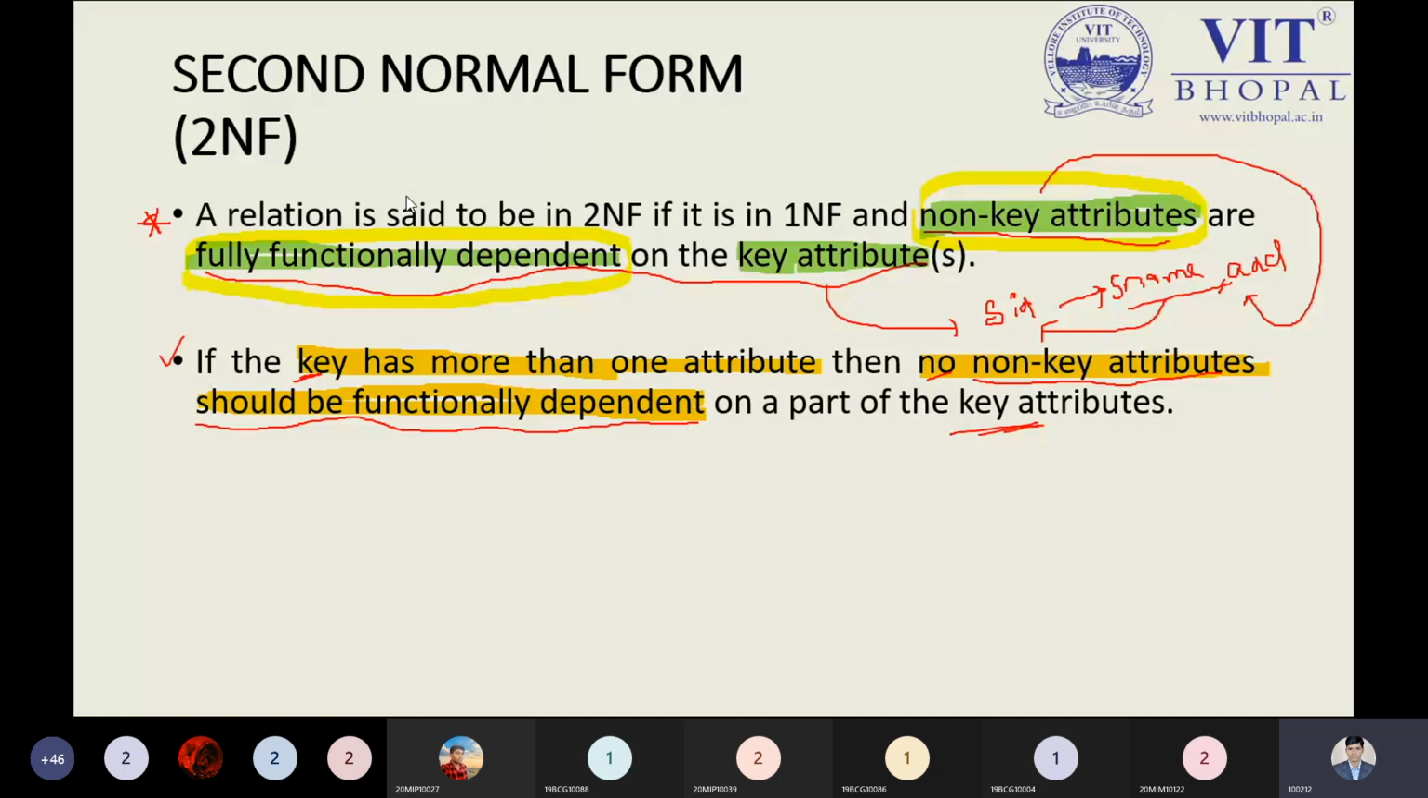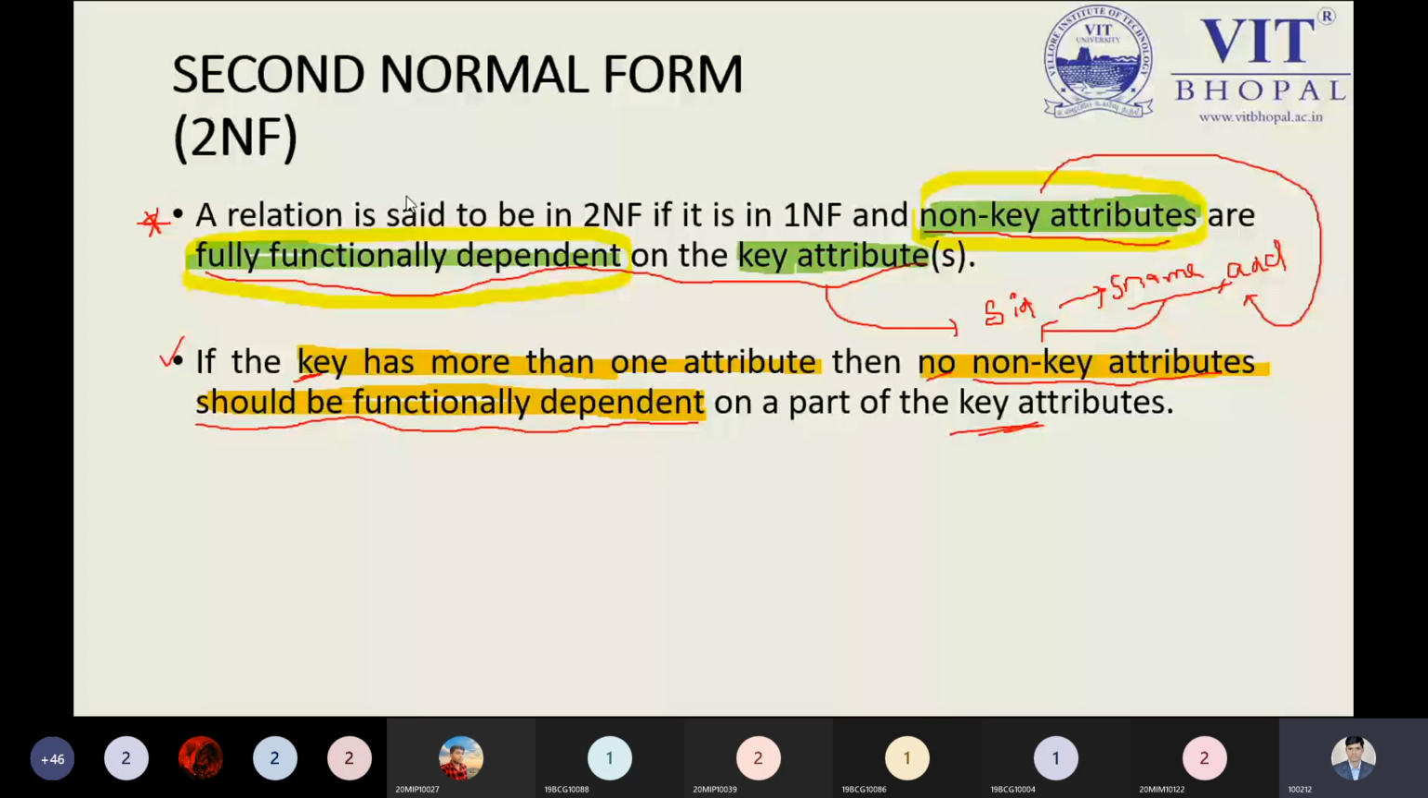After determining the key attributes, if we find that more than one attribute makes up the key of our relation, then no non-key attribute should be functionally dependent on part of the key attribute. That is the term we have to keep in mind. So we will see this concept in a simple way, and this is the point we have to understand properly.